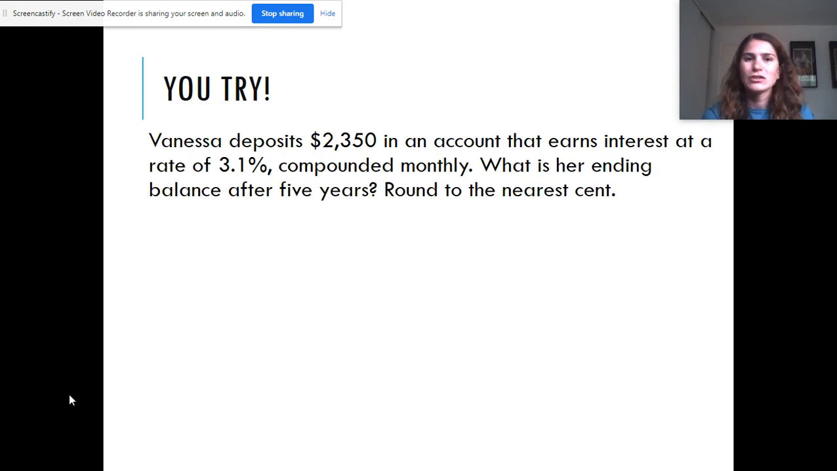Okay, so I want you guys to actually try this formula out. I will be checking for this one again. Make sure you're rounding to the nearest cent because we're talking about money. And then I will be checking this for you in your notes. Good luck.